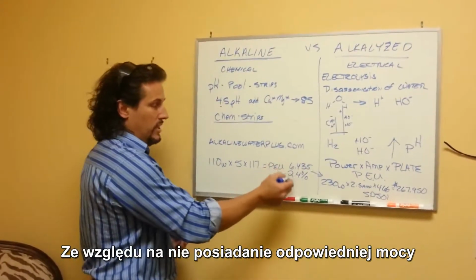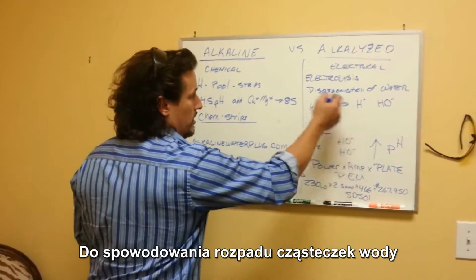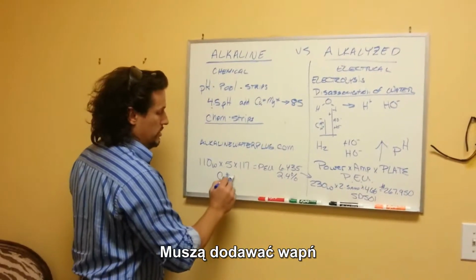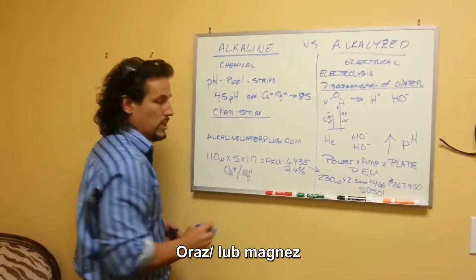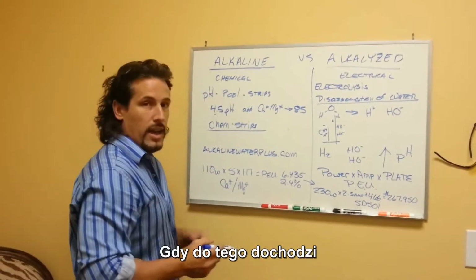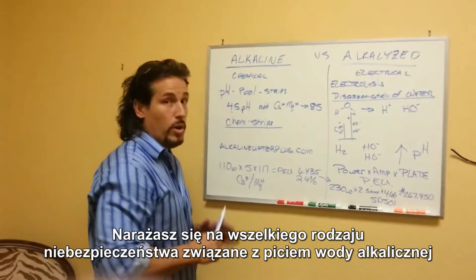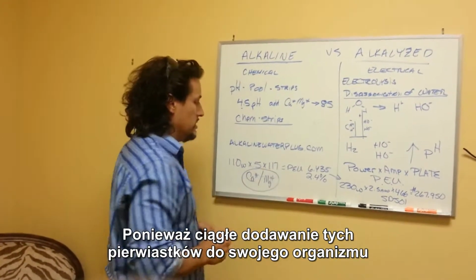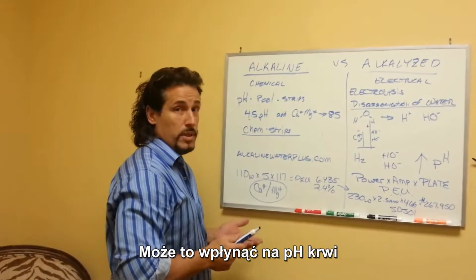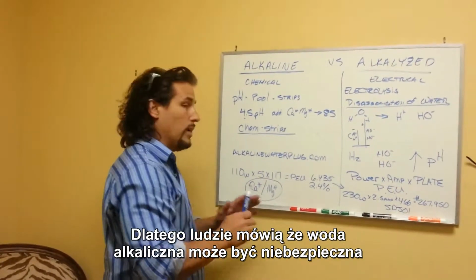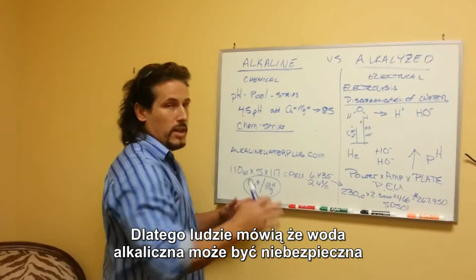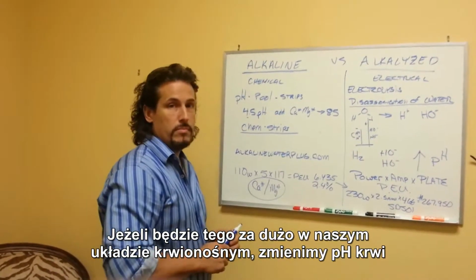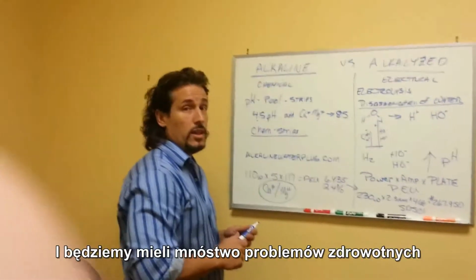Because it doesn't have enough power to create the dissociation of water, they have to add calcium and/or magnesium to change the water supply. When that happens, you then run the risk of all the dangers that are associated with alkaline water, because if you keep adding these things into the system, they can in fact affect blood pH. That's why people say, oh, alkaline water can be dangerous, you've got to be careful not to do too much, you might alkalize the system. If this builds up in the bloodstream, you will change your blood pH, and that can create a lot of health issues.